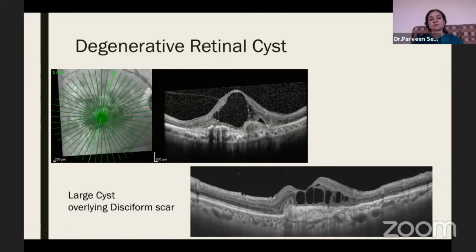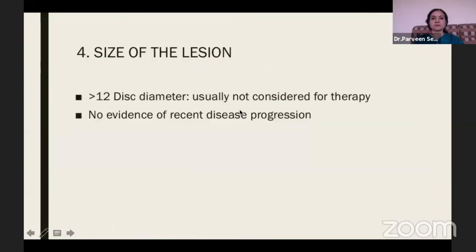Just a thing to remember, sometimes you can have large cysts present over these disciform scars. These large cysts, vis-a-vis IRF, which are small tiny cysts within the inner retina, may not always represent activity, and could be signs of a degenerative retinal cyst.